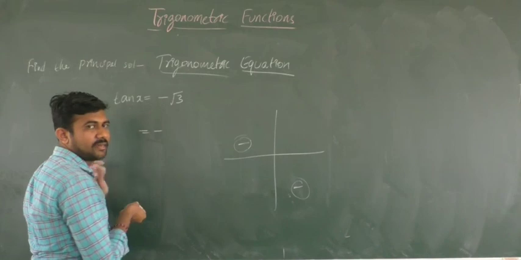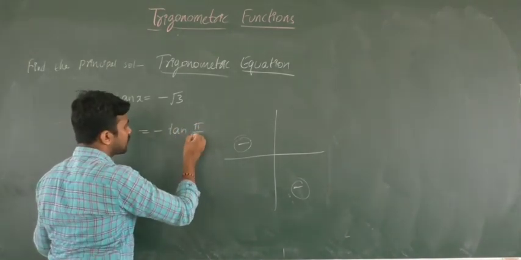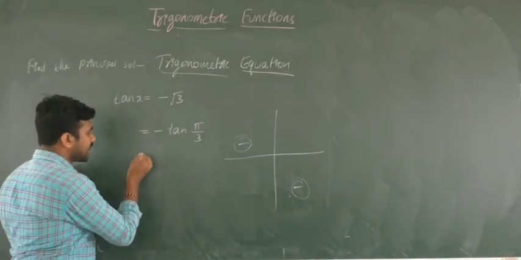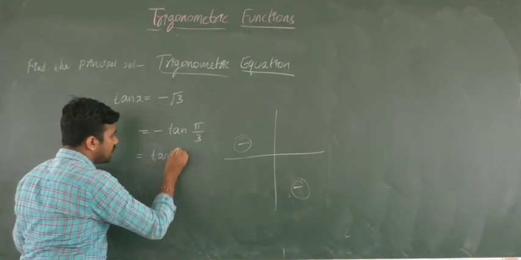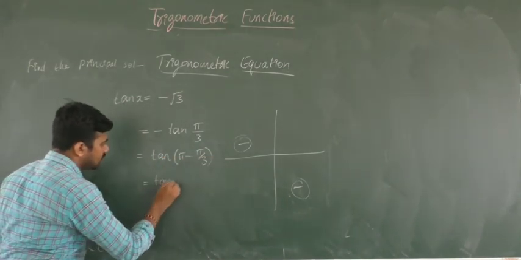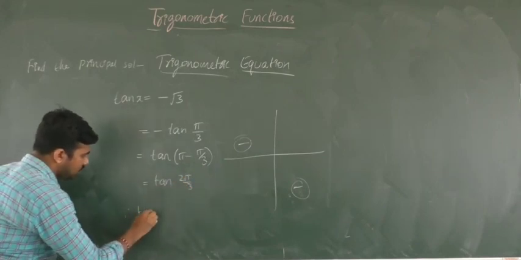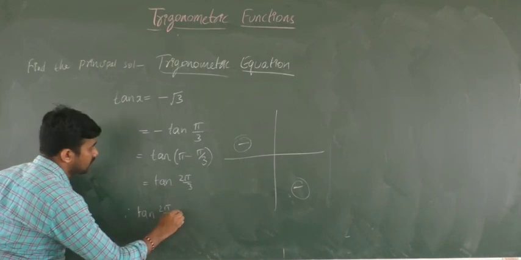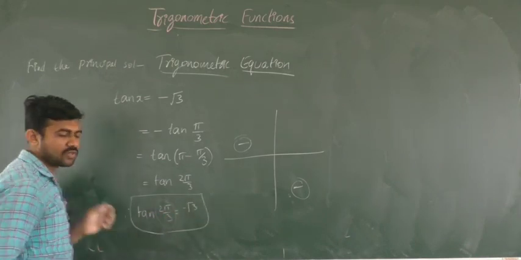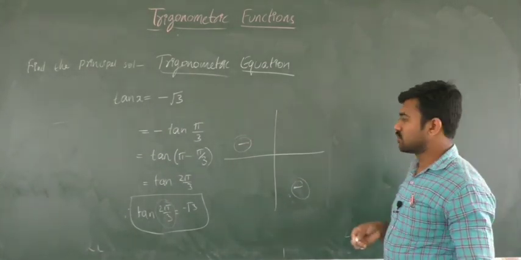Root 3, we can say in the first quadrant, is tan 60 degree, that is tan pi by 3 is equal to root 3. So minus root 3 is nothing but minus tan pi by 3. In the second quadrant we can write this as tan pi minus pi by 3, which is equal to tan 2 pi by 3. So tan 2 pi by 3 is equal to minus root 3. This is one of the principal solutions, that is x is equal to 2 pi by 3 is one of the principal solutions of tan x is equal to minus root 3.